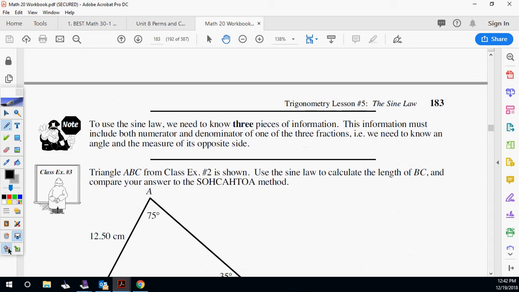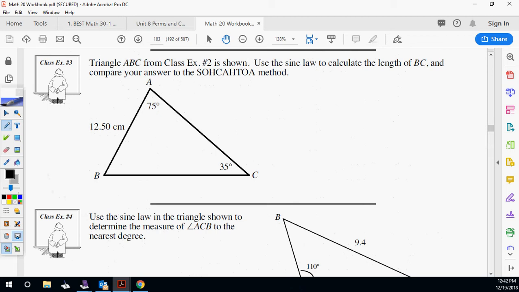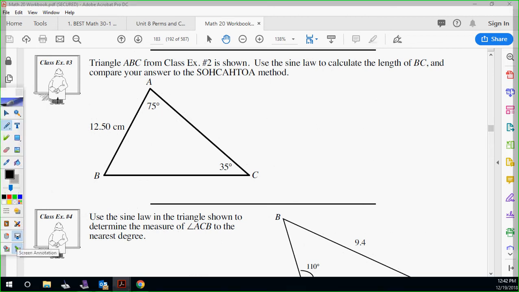So let's actually do some examples of this. So here we go. It says triangle ABC, class example 2 is shown. Use the sine law to calculate the length of BC. Compare your answer to the SOHCAHTOA method. So remember that first one we did? We had to do all that roundabout stuff. We had to find the middle. We had to draw an altitude. We did all that work, right? Sine law gets around that. So it's kind of showing you why we use the sine law. That very beginning work took a long time to do something we can do much quicker.